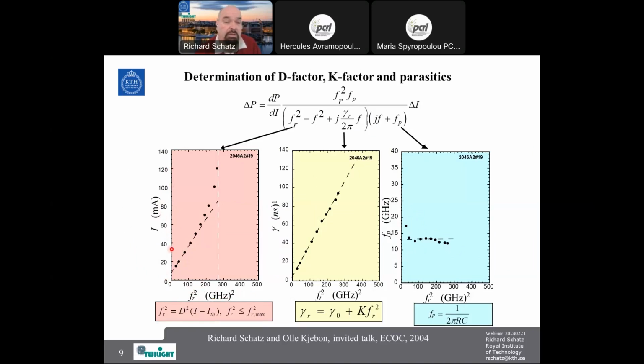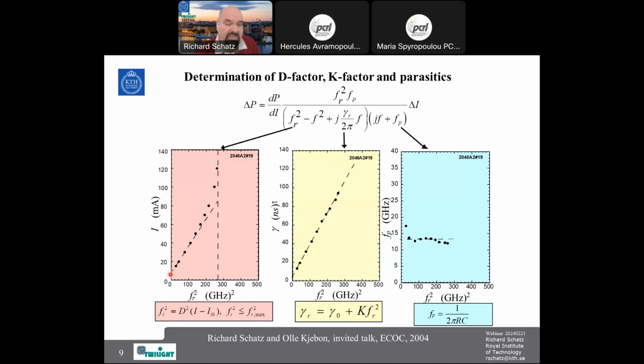And the reason is, if you use the resonance frequency squared as the x-axis, you can better get a linear behavior between the damping factor and also for the parasitic roll-off. So it's better to use the resonance frequency squared than the optical power or current on the x-axis. Then when you have done this, you can extract different parameters.